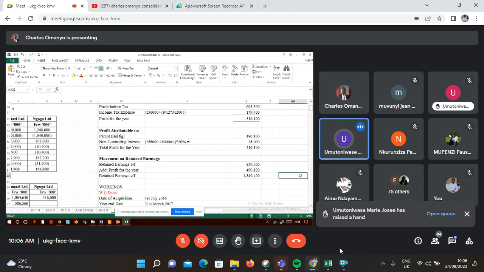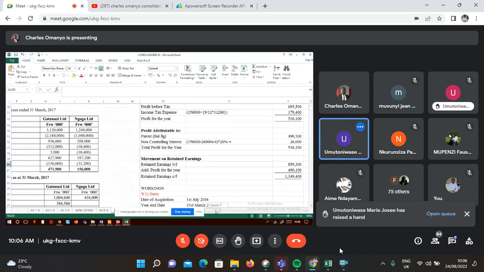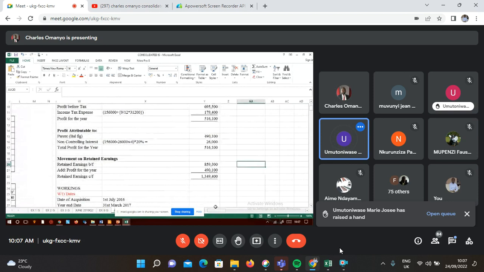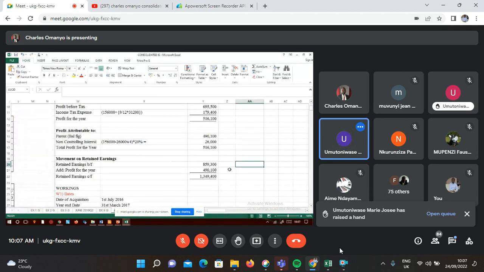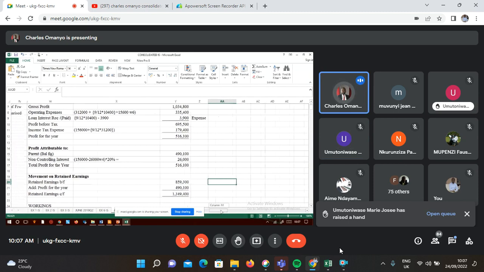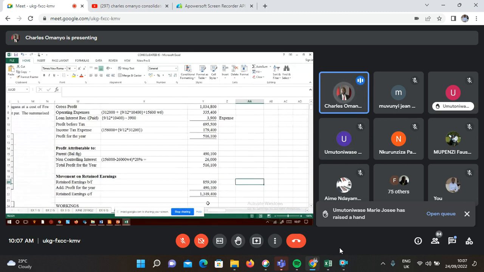Please, sir. Sorry, sir. Yes. On this 156 of Ngonga Limited in profit for the year, why could we not calculate at 9 months before you deduct? You are right. Thank you. You are very right. I made a mistake there. Where is it? Where did I apply it? Thank you. You are very correct.